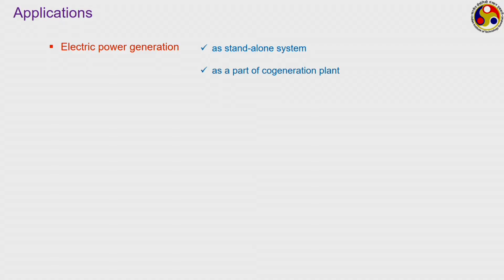So, what are the applications of gas turbines? There are two typical types of application. One concerns electric power generation. Electric power generation again can be done in two ways. One, where we use gas turbines as standalone systems, or the other, where we use a gas turbine as part of a cogeneration plant, that is, we combine a gas turbine and a steam turbine. The exhaust from a gas turbine, which is generally at a very high temperature, is used to raise steam to be used in the steam turbine.